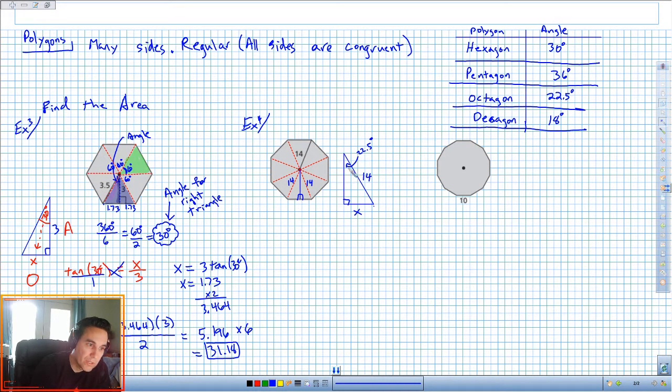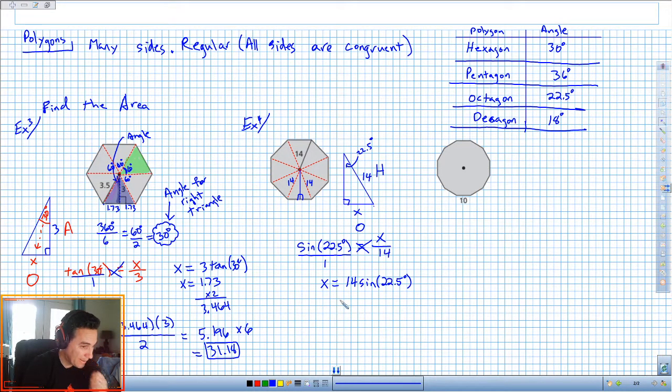So using your trig, this is the opposite, this is the hypotenuse, so you should be using sine. So sine of 22.5 degrees equals the opposite over the hypotenuse. Cross multiply, put a 1 under there, cross multiply, x equals 14 times the sine of 22.5 degrees. So 14 times the sine of 22.5 degrees is 5.3.